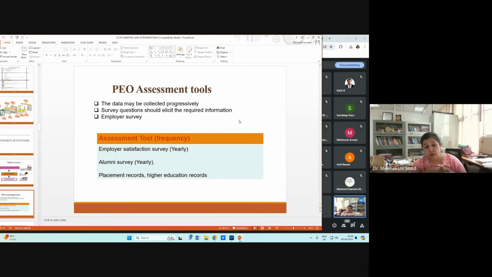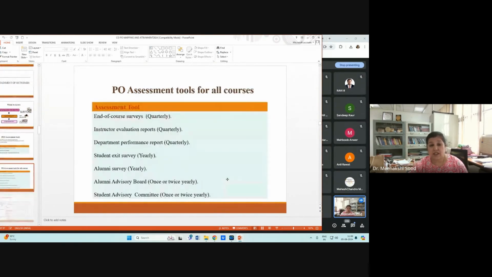So first, before coming to the COs, if I talk about the PEO attainment, then there are certain tools which are defined, like the employer satisfaction survey. For the students who are employed through your placement office, take feedback from the employer: how they are performing, what attributes and qualities they are showing, how they are improving. That type of survey you can take from the employers who have taken your students through the placement cell. Then you have an alumni survey that can be done yearly. Placement records. These are certain tools.